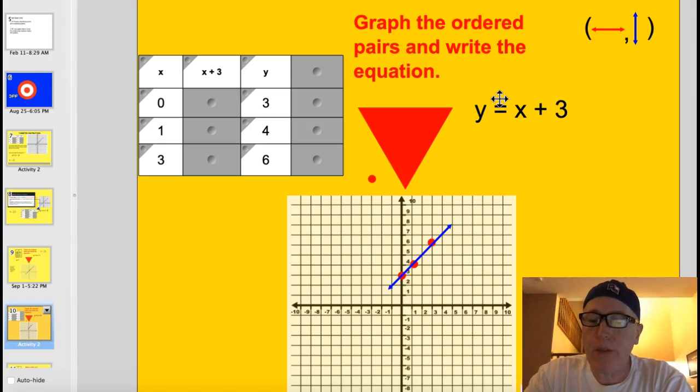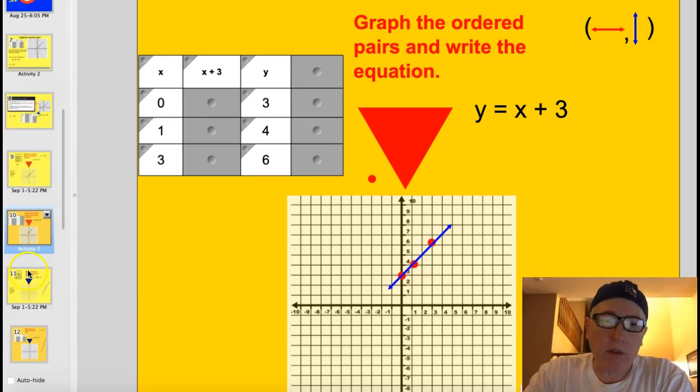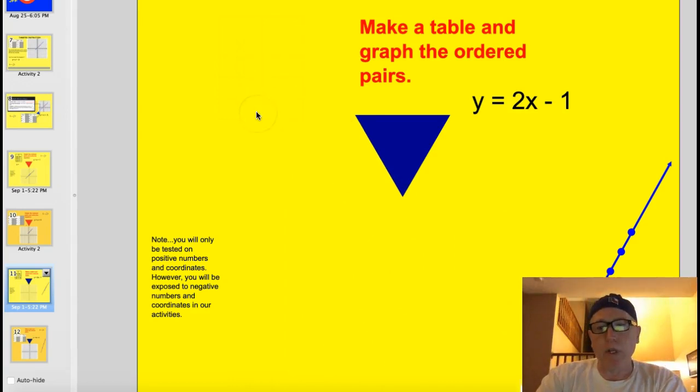I'm betting you did that, and you realize that, yeah, this isn't as complicated as I thought. Okay, let's take a look at another situation. Now we have a situation where we're starting with the equation, and we have to make a table, and we have to graph it. All right, so what are we going to do here?